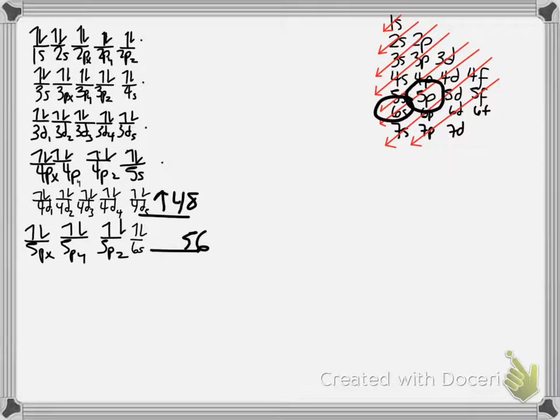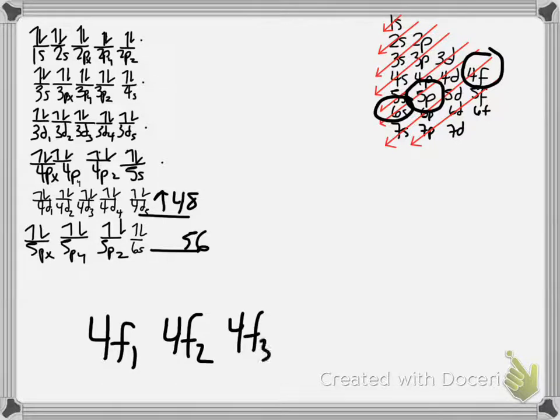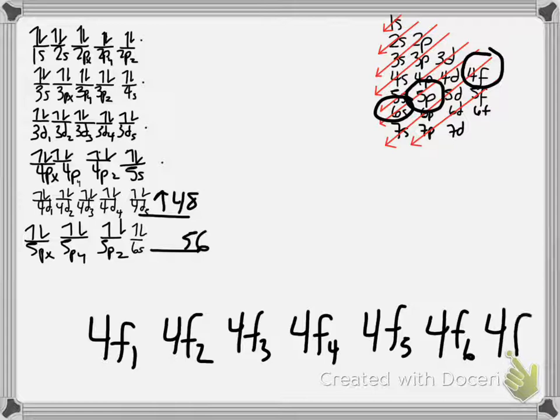What fills after 6S? 4F. So we are jumping back. How many F orbitals are there? 7. So remember we had 1 S, 3 Ps, 5 Ds. We have 7 Fs. So we get 4F1, 4F2, 4F3, 4F4, 4F5. Why did I make that F a subscript? 4F6, 4F7.